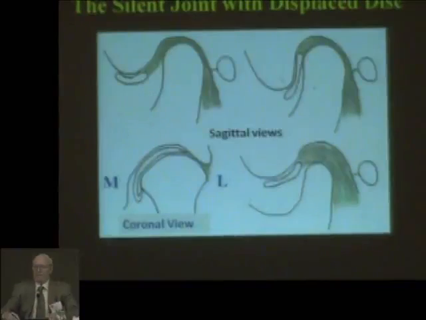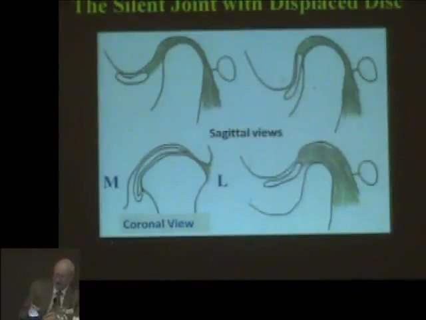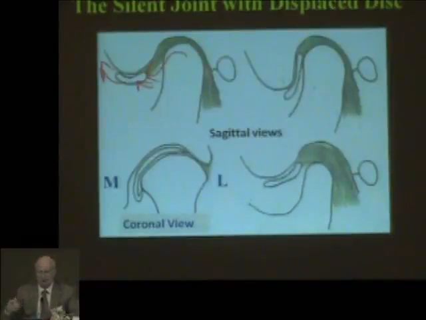There are a lot of joints where we have disc displacement problems, but the joints are silent. They don't make any noise. And there's obviously a number of reasons for that. First, just like that MRI we just showed, the disc may be anteriorly displaced, and as the condyle comes forward, that disc remains anteriorly displaced. It doesn't ever go back in place. It's a silent joint.